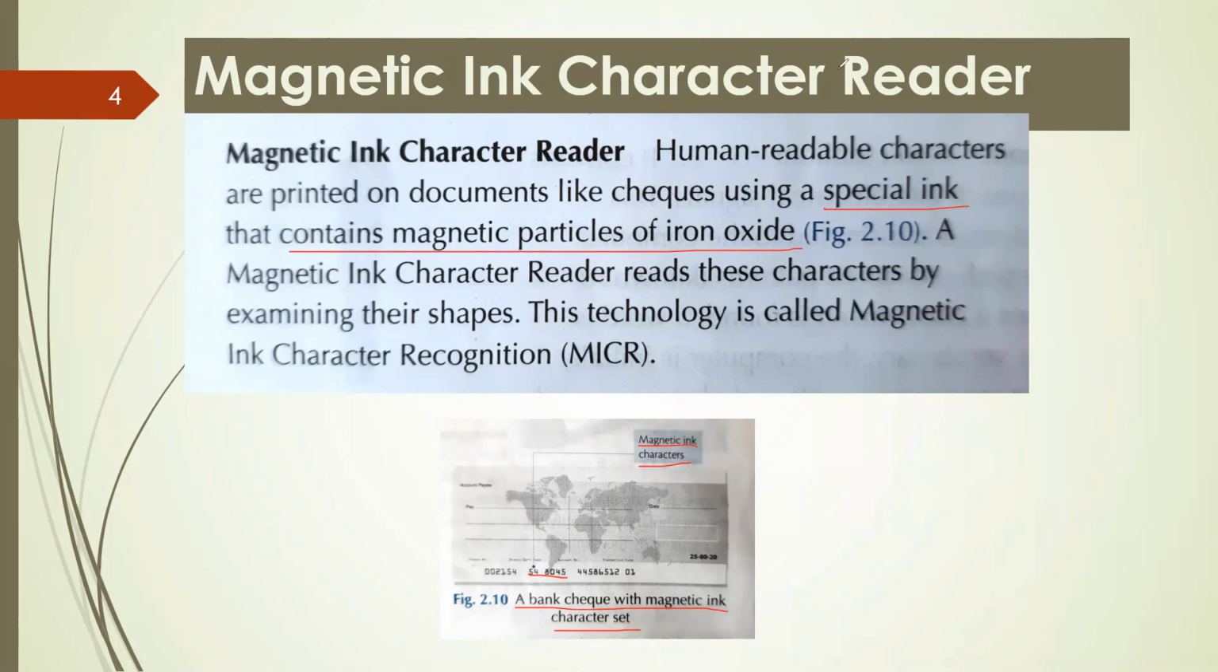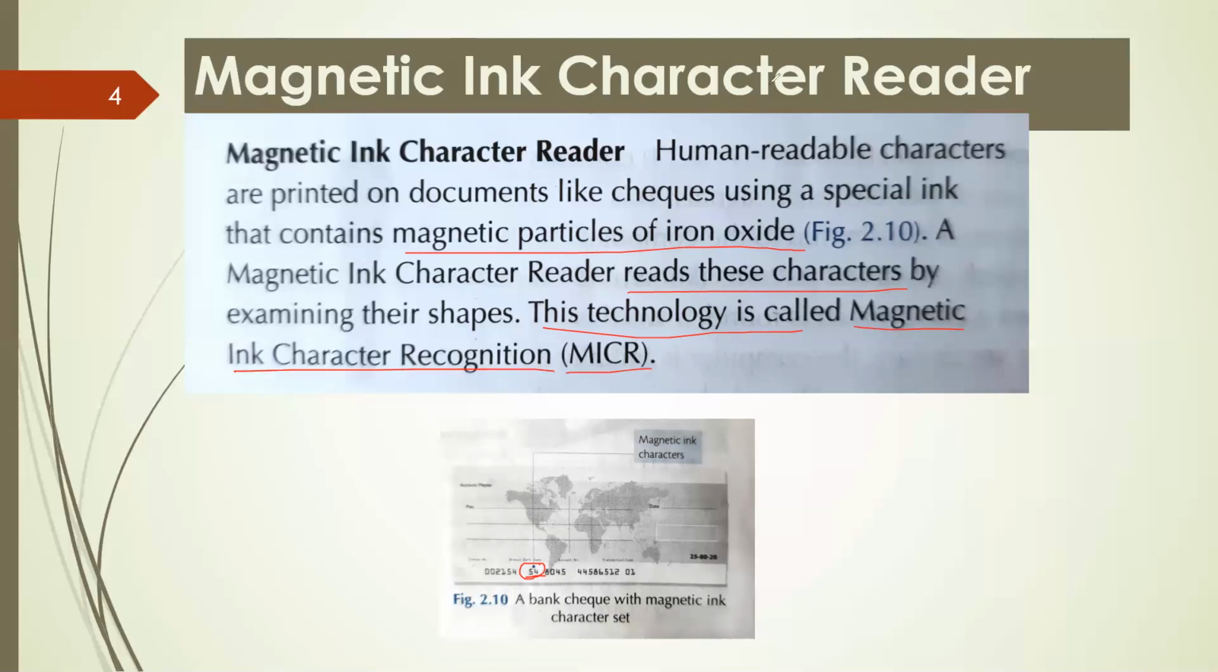So what is a magnetic ink character reader? Human readable characters are printed on documents like checks. On the checkbook it is written with a special ink that contains magnetic particles of iron oxide. A magnetic ink character reader reads these characters, which characters? These particular characters, by what? By examining their shapes. It examines the shapes. And this technology is called magnetic ink character recognition, MICR.